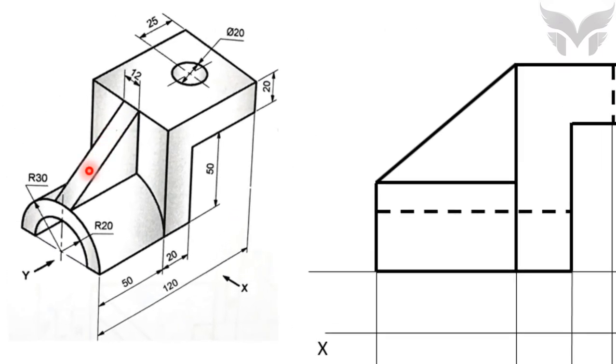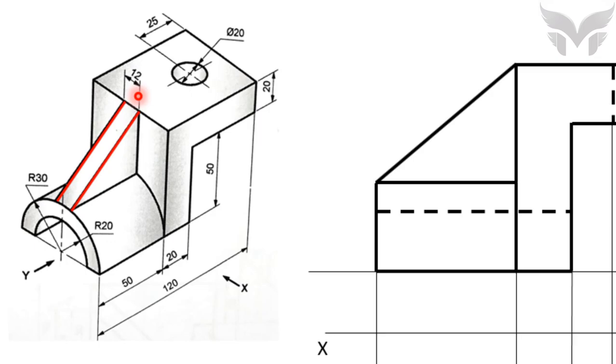Here, let's focus on the rib and imagine how this rib will appear from top. When we see this rib from top, we can see these two lines highlighted in red color. And the distance between these two lines will be equal to the thickness of this rib, which is 12 mm.